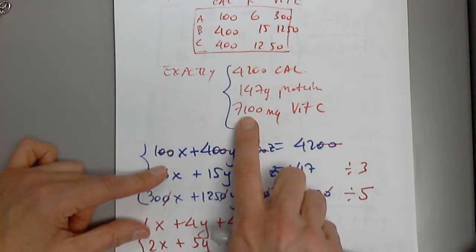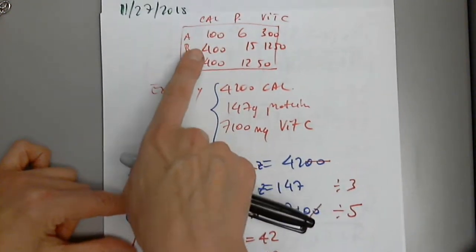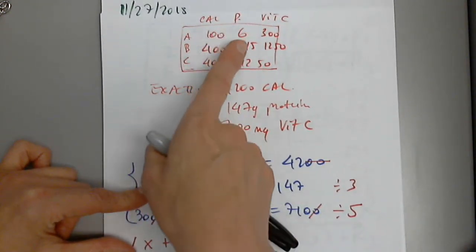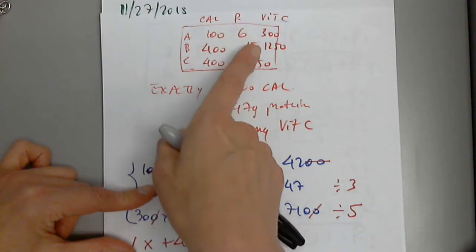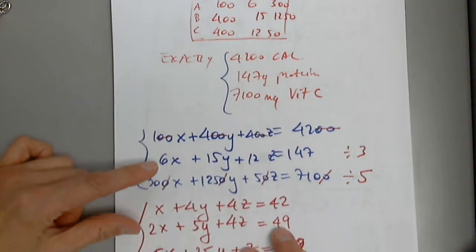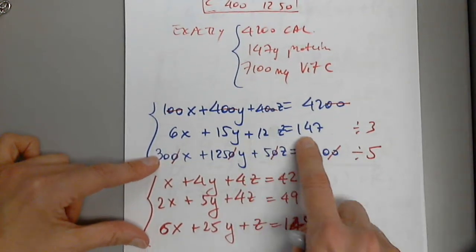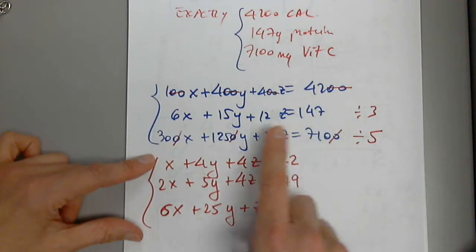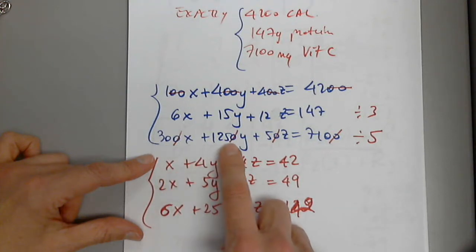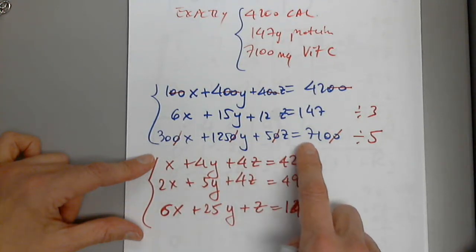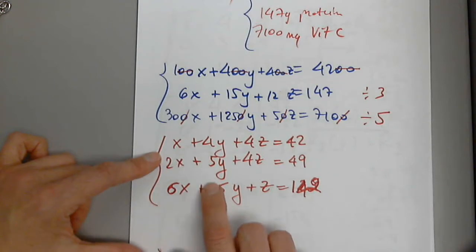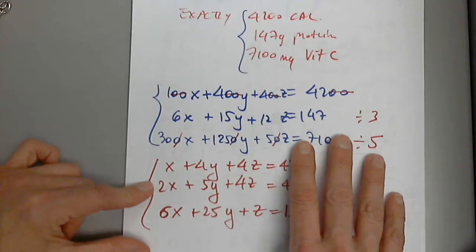Yep. And 7,100. Okay, and then this is 100, 400, 400. Yep. And then 6, 15, 12. Yep. And 300, 12, 50, and 50. Yep. Okay, so we have that. 6x, 15, and 12, we have that. 147. And 300, 120, 1250, and 50. Yes. Okay. So we simplify the system as much as possible.